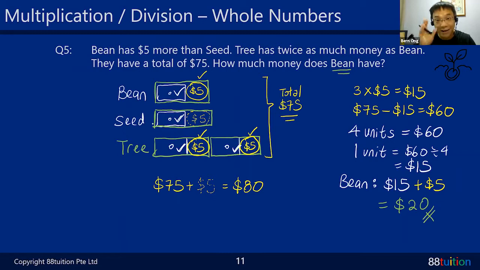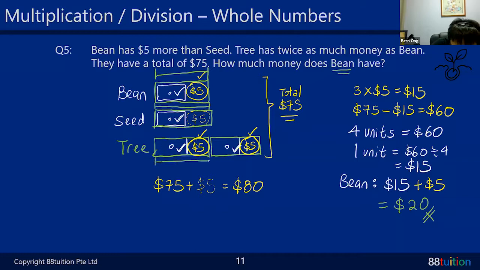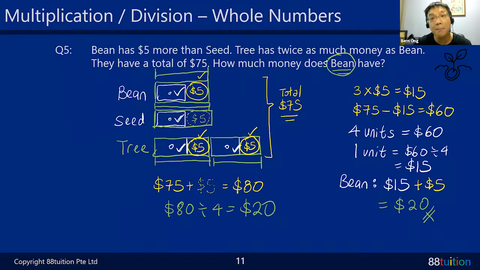Now they are all the same size. How many green do we have? One green here, one green here, two green here, three green here, and four green here. So in total we have four green. So $80, I purposely divide by 4 to give me one green. One green is $20. Is it true that we are looking for bean? Isn't bean one green? Yes.